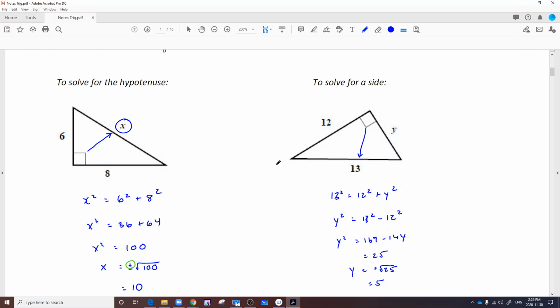So for solving for a hypotenuse, you just square them and add them together. For solving for a side, you always take the hypotenuse squared minus the other known side squared. And then you just always take the square root. So this is step number 1. Go to your assignment and solve the question that you think you can solve using the Pythagorean theorem.